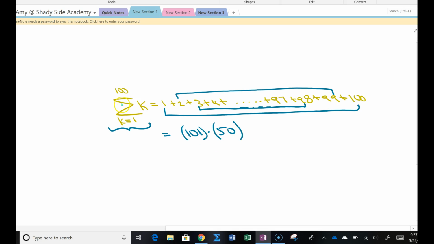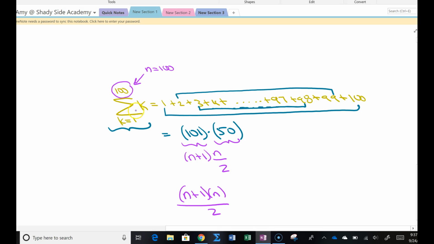And you'll notice that, let's see, I let n equal 100, right? This number here is just n plus 1, okay? This number here is just n divided by 2. So that is why you saw yesterday the summation from k equals 1 to n, right? Here, n is 100. N could be 2,000.